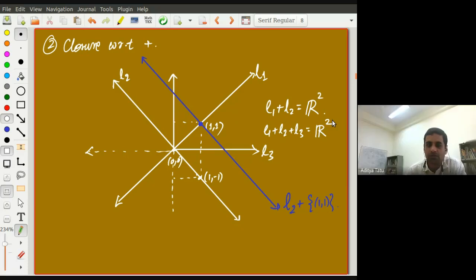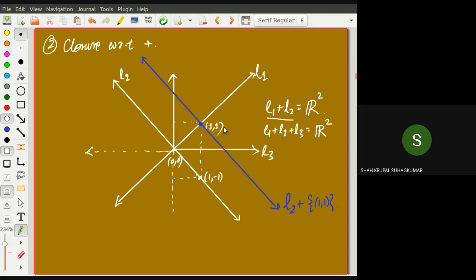Okay, so this diagram where I drew this blue line was just to quickly find out L1 plus L2. But don't think of L1 plus L2 as a collection of lines. You're going to basically get the entire XY plane. Right, sir.